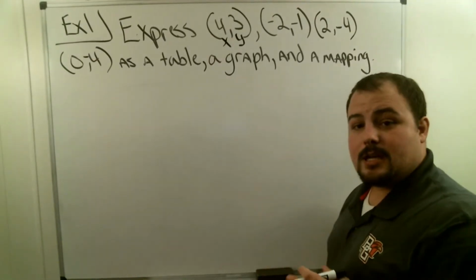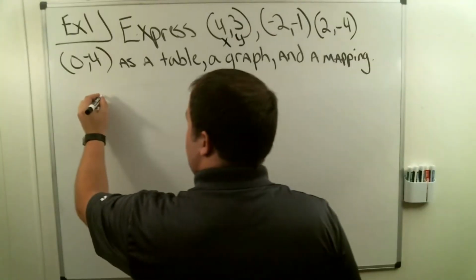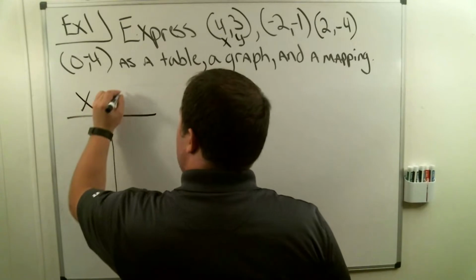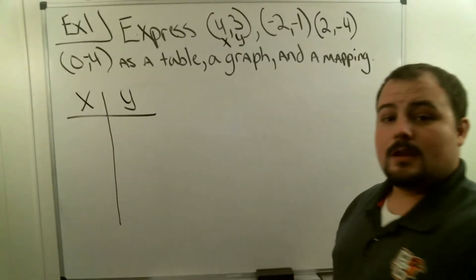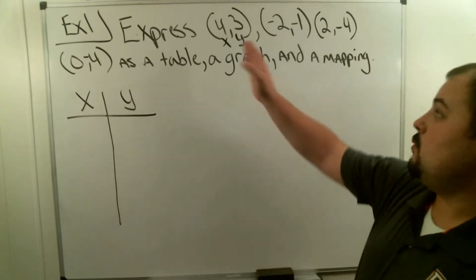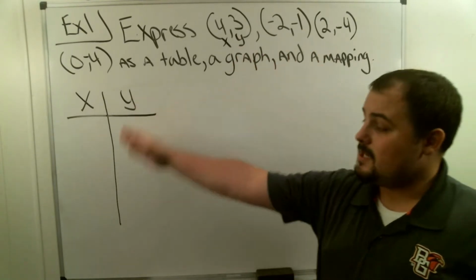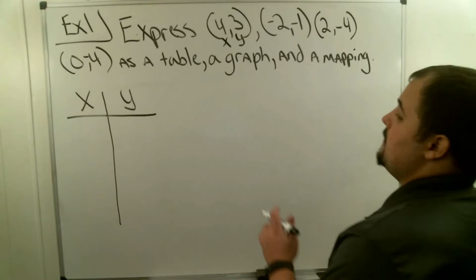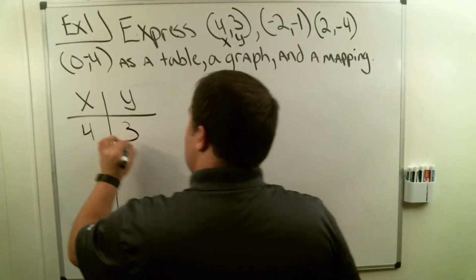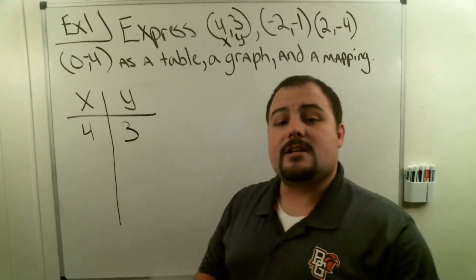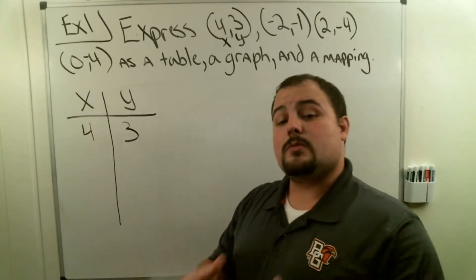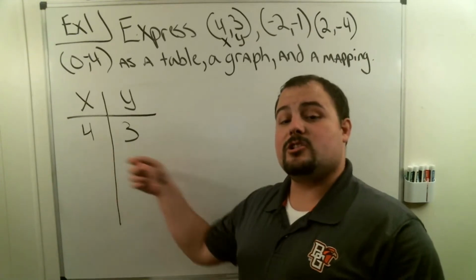Whenever making a table, you want to start with a T-chart. Put x on one side, put y on the other. And we can make this look like a table. All we have to do now is label what my x's and my y's are. So my x value is 4 and my y value is 3. When you make a table, you want to make sure that your x value matches the y value that goes with it, because what you're really doing is creating a relationship between the two.